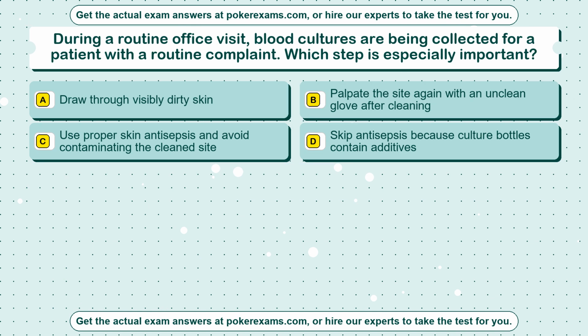Question 25. During a routine office visit, blood cultures are being collected for a patient with a routine complaint. Which step is especially important? Option A, draw through visibly dirty skin. Option B, palpate the site again with an unclean glove after cleaning. Option C, use proper skin antisepsis and avoid contaminating the cleaned site. Option D, skip antisepsis because culture bottles contain additives.